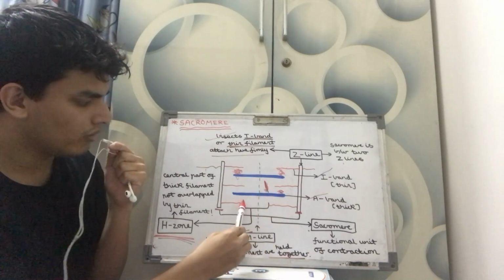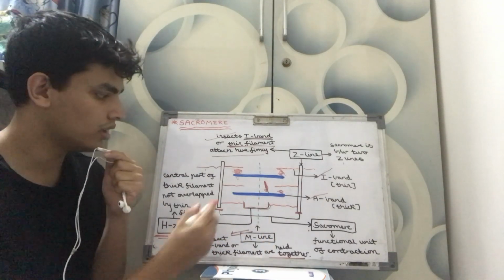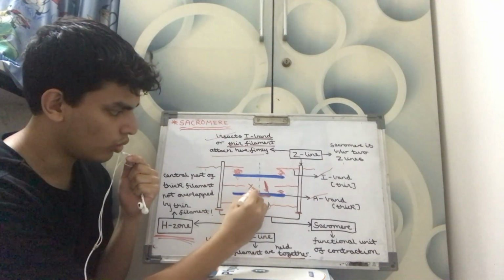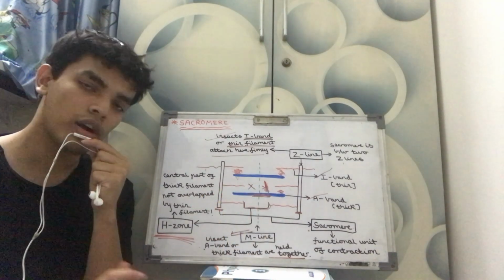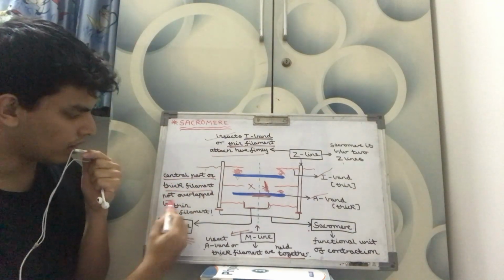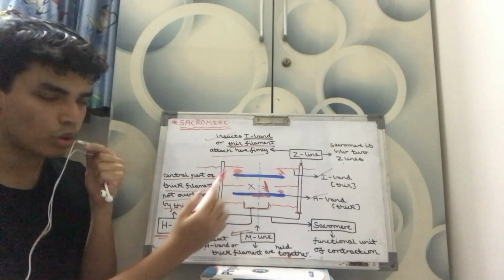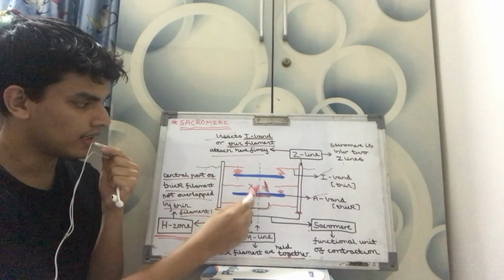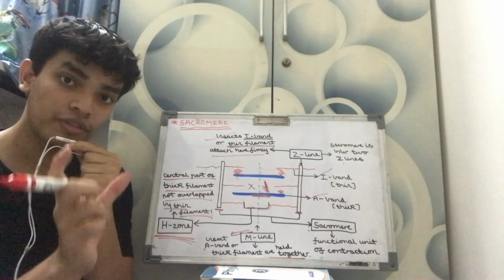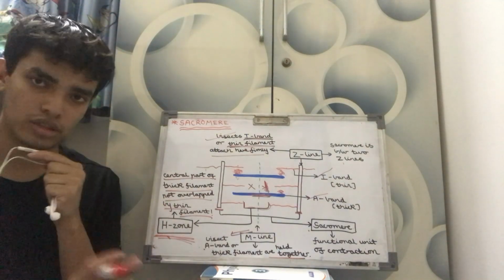So the area in which the thick filament is not overlapped by the thin filament is called the H zone. I have written it here: the central part of the thick filament not overlapped by the thin filament. These parts are overlapped by the thin filament, but this central portion is not. So the portion of the thick filament which is not overlapped by the thin filament is called the H zone.